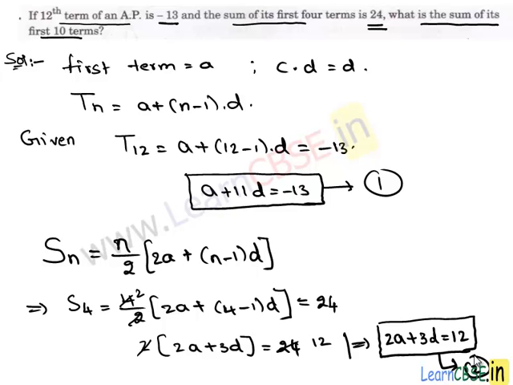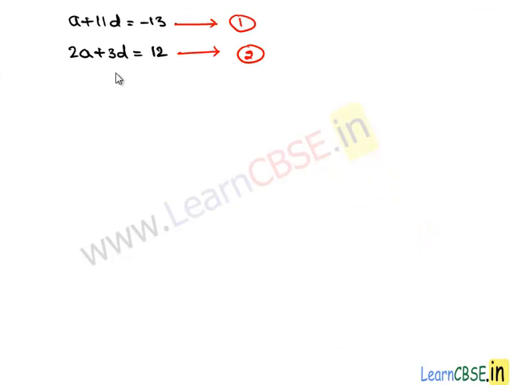By using equations 1 and 2, we have to find the first term and common difference. Now we have two equations. To get the values of a and d, we multiply equation 1 by 2. 2 times equation 1 is 2a + 22d, and on the right hand side we have negative 13, so 2 times negative 13 is negative 26. So when we subtract equation 2 from 2 times equation 1, we get the value of d. So here we are subtracting equation 2 from 2 times equation 1.